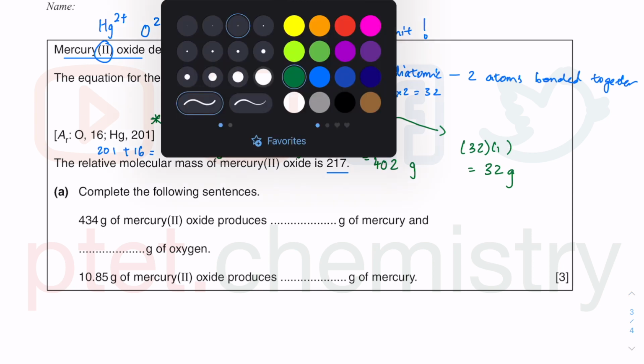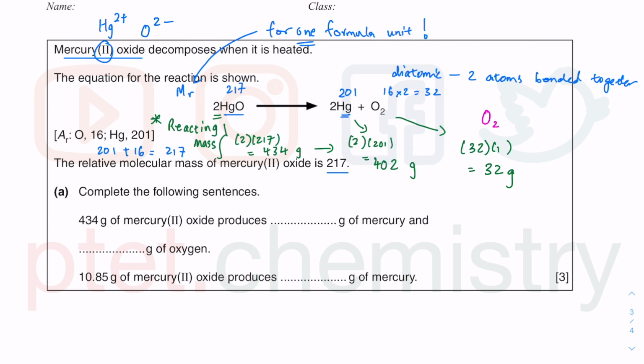Let me just clearly label that. There's the oxygen there. So what happened then is these are conservation of masses. Conservation means does not change. 434 is equal to 402 plus 32 gram. Anyway, jumping straight into the questions.